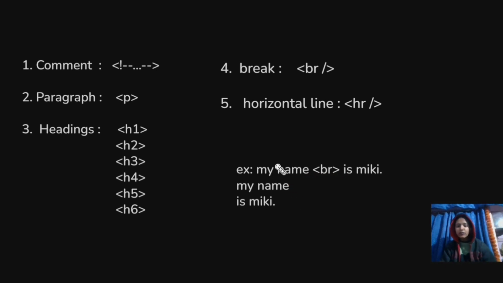And on the other side, if I use the horizontal line, the HR tag, if I write HR here, the change is that between both lines a single line is printed. Let's see it in VS Code.